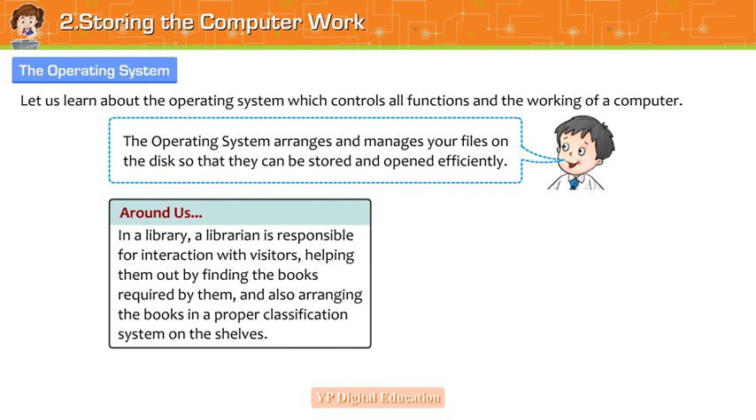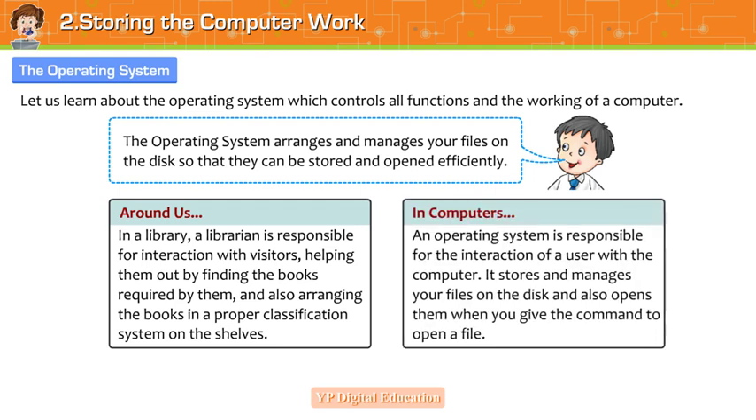Around us, in a library, a librarian is responsible for interaction with visitors, helping them out by finding the books required by them, and also arranging the books in a proper classification system on the shelves. In computers, an operating system is responsible for the interaction of a user with the computer. It stores and manages your files on the disk and also opens them when you give the command to open a file. Some popular systems are Windows, Unix, Linux, Solaris, and OS/2.